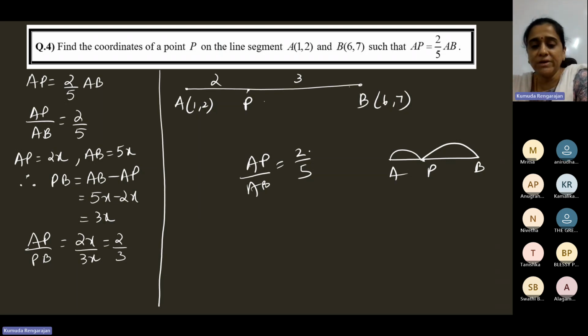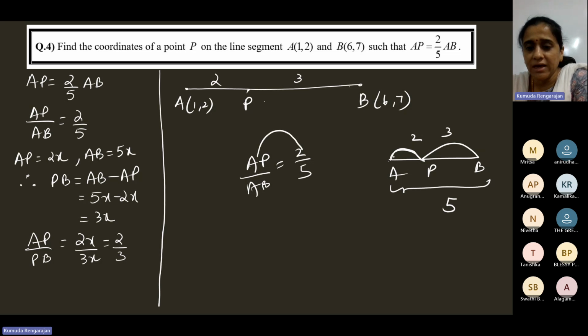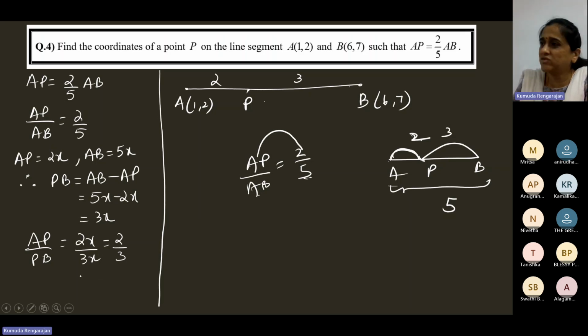Okay, so I'm calling AP, children, this is 2 parts. This whole thing, AB, is 5 parts. So PB will be 3 parts, right? AP is 2 parts and AB is 5 parts, so PB has to be 3 parts. So the ratio is 2:3. But you just have to present it. There are different ways of presenting. I've just worked it like this. You get it? All of you?